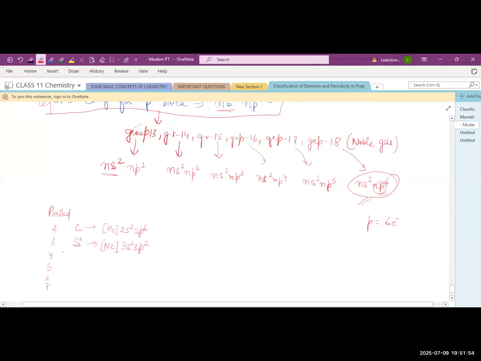Okay. Next one. Germanium. Yeah. Ar 3d10 4s2 4p2.